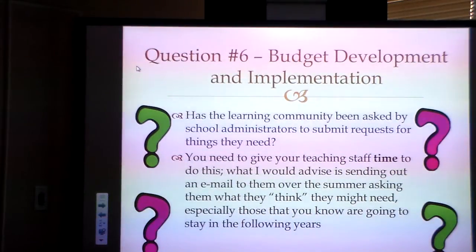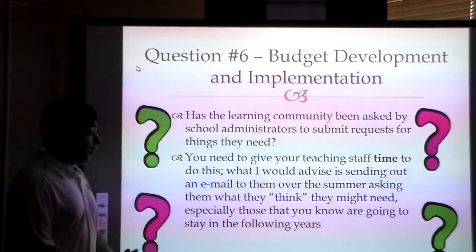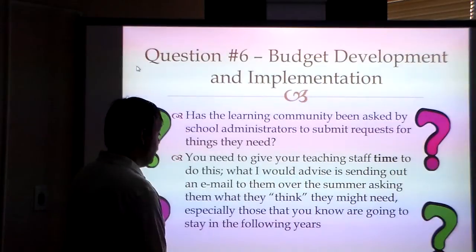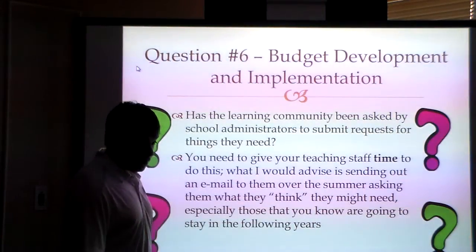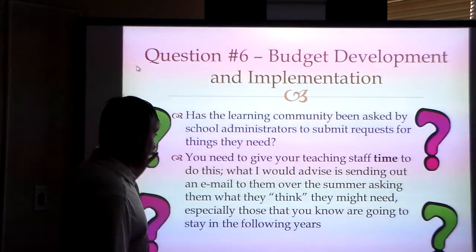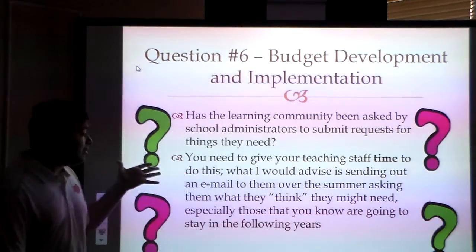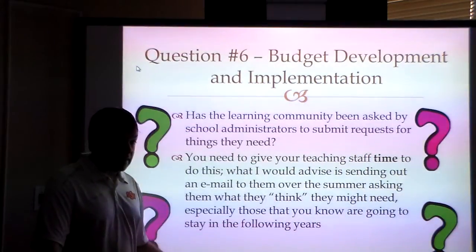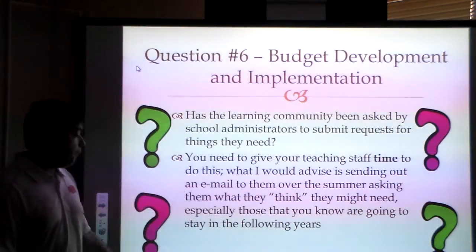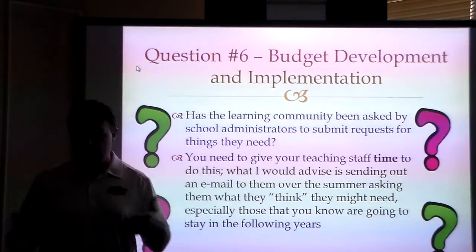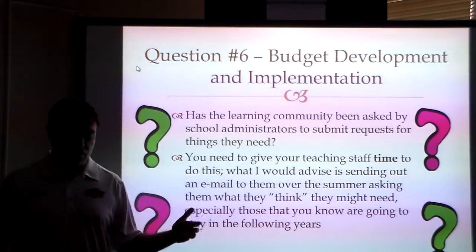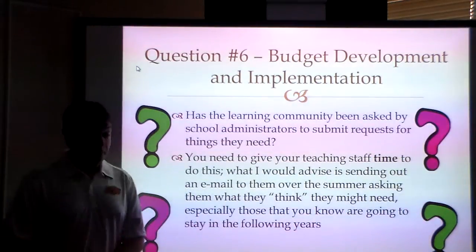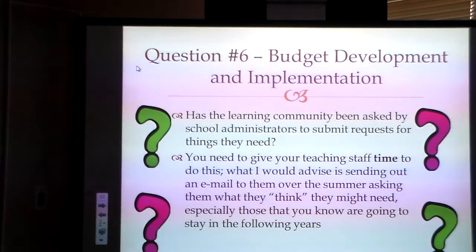So your learning community is the people that you have put on the committee to actually budget. You have to give your teaching staff time to do this. Our textbook doesn't mention this, but I think you can do this. I say send an email out to the teachers over the summer. That gives them time to think about what they might need, what's important to them, so that they can think in advance, I might need this next year, this is something I need coming up. So that's something that you can consider, and you can actually add into your budgeting strategy as well.